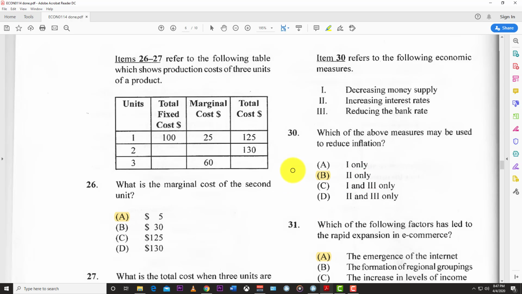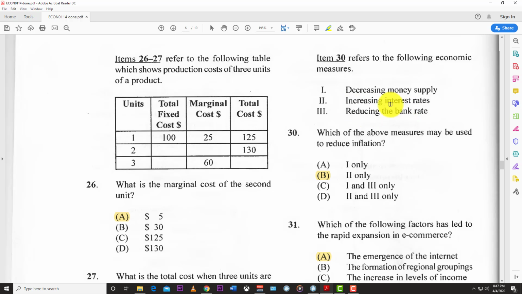Now for this one, number 30 is a little tricky, because I think there was an error on this question. Which of the following measures may be used to reduce inflation? To reduce inflation, the government can decrease the money supply, because when you decrease the money supply, there's less money out there to spend, so therefore that would reduce inflation.